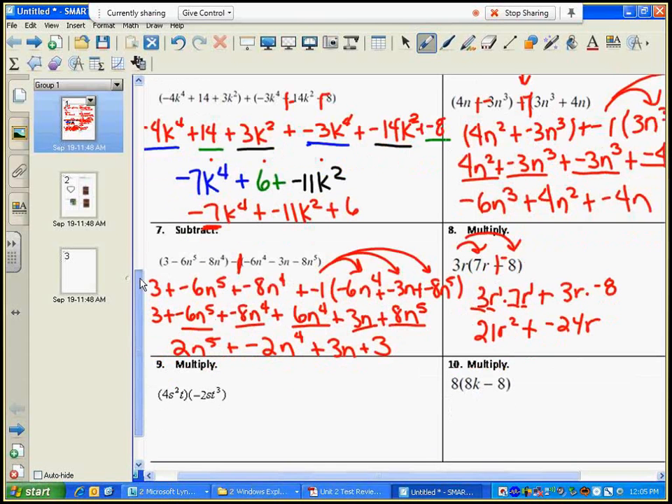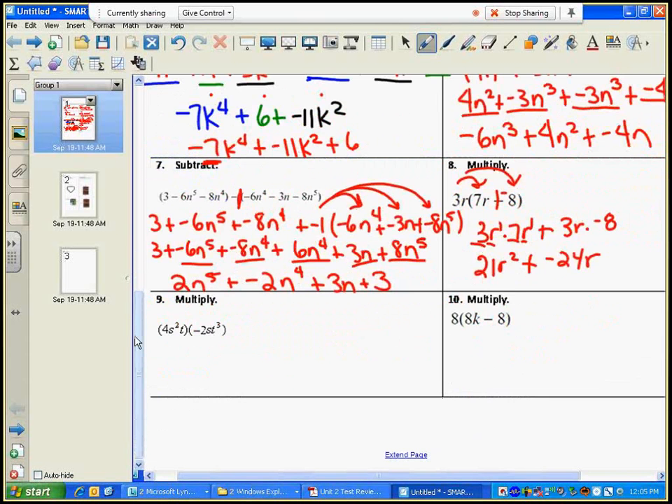Number 9. Let's see. Oh, these are just monomials. I'm going to multiply the numbers first. 4 times negative 2 is negative 8. S squared times s is s to the third power. 2 plus 3, just write that. T times t to the third is t to the fourth. I'm done.